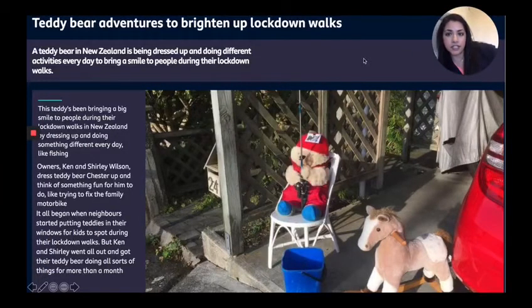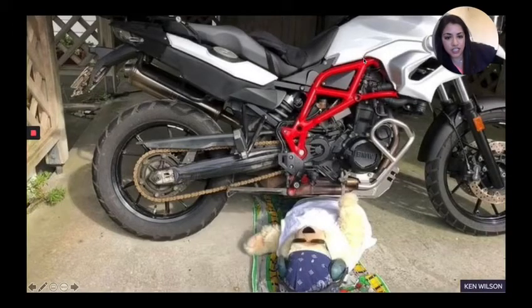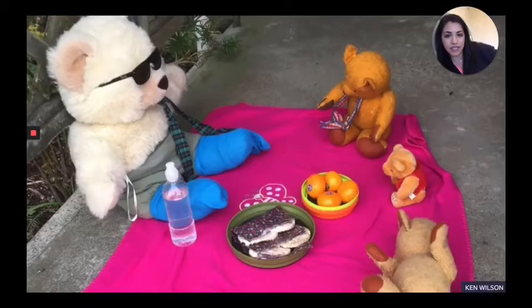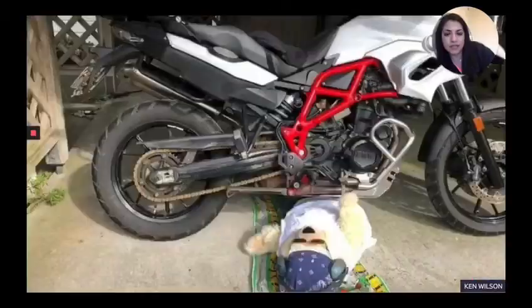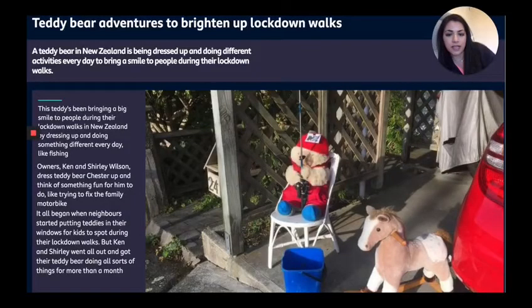Teddy bear adventures to brighten up lockdown walks. A teddy bear in New Zealand is being dressed up and doing different activities every day to bring a smile to people during their lockdown walks. So, owners Ken and Shirley Wilson dress teddy bear Chester up and think of something fun for him to do, like trying to fix the family motorbike. Let's see, that's Chester the teddy bear trying to fix the family motorbike, and there he is having a picnic. So these two people have just done something fun for people when they're having a walk, just to cheer them up, which is quite nice.